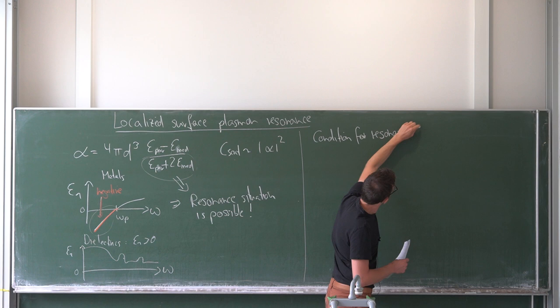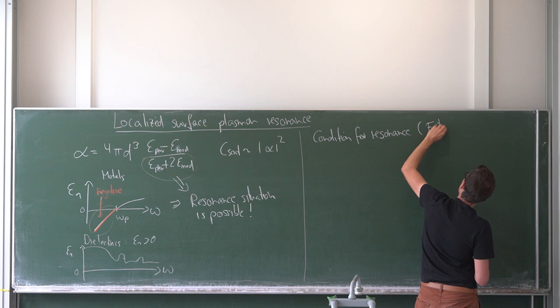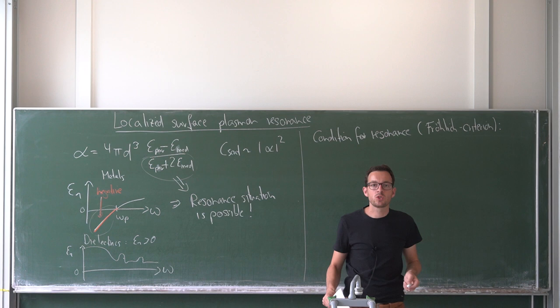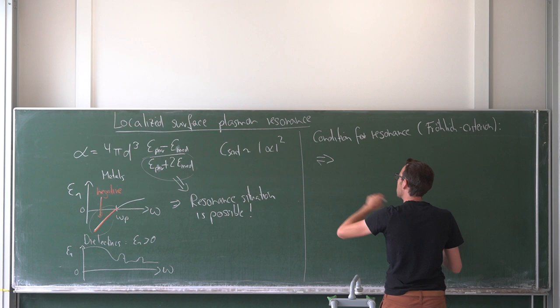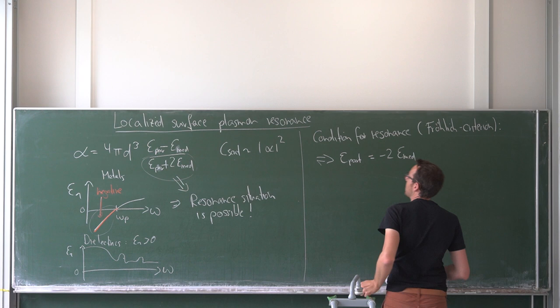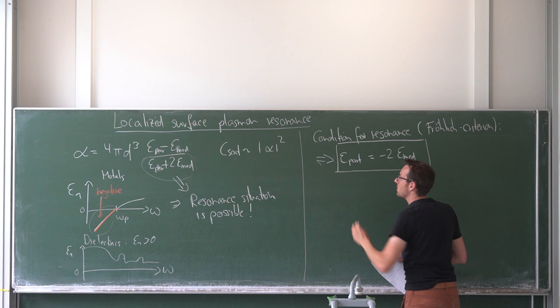So this is known as the Fröhlich criterion. It's very simple. We ask, when will this denominator here approach zero or be minimized? And this is whenever epsilon particle equals minus 2 times epsilon of the surrounding dielectric medium. Then we expect to observe a resonance and very strong scattering of light.